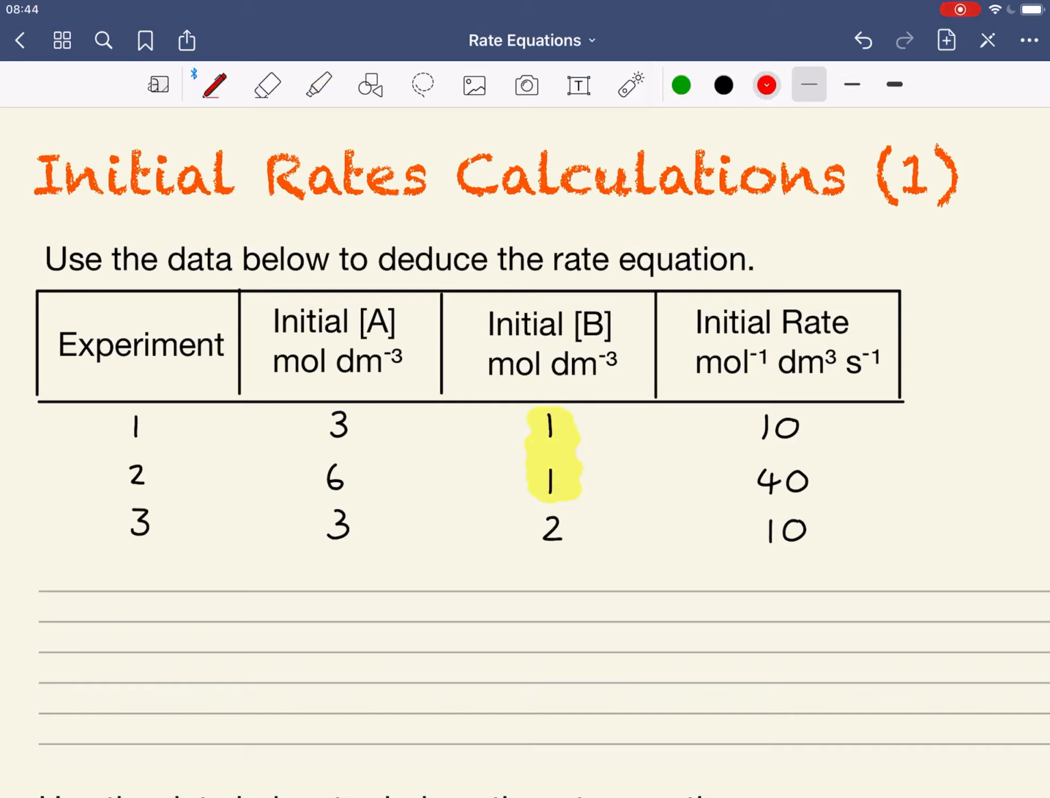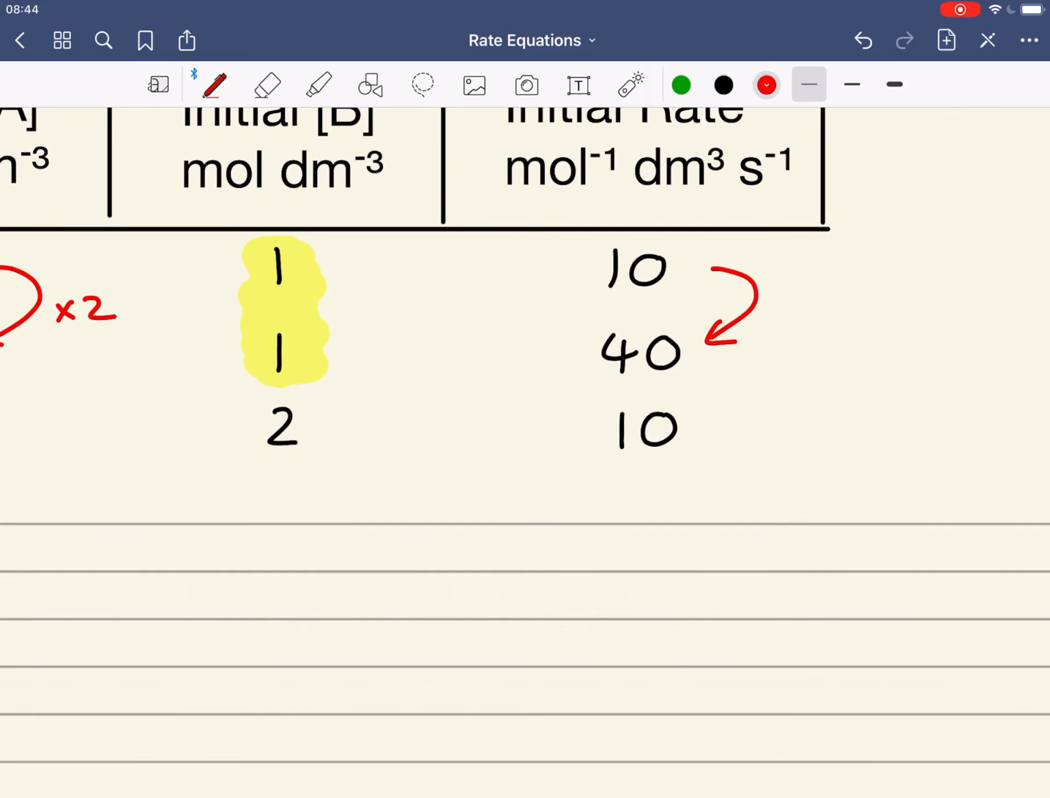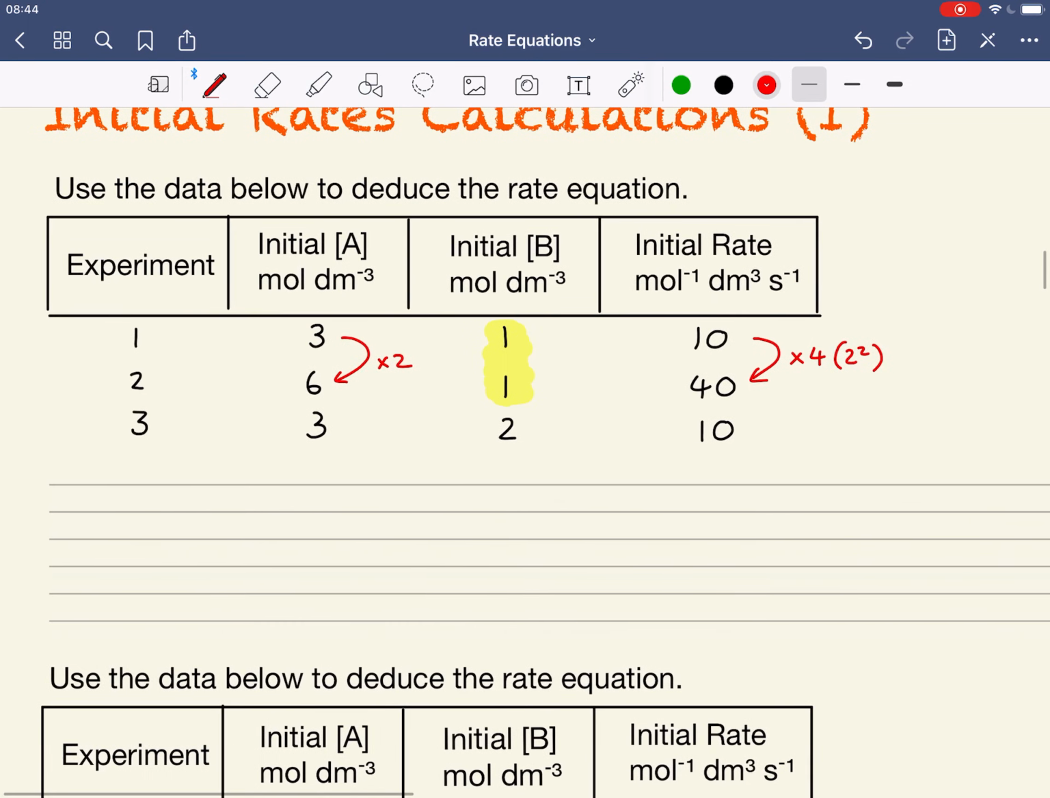So the only thing which must be affecting the rate is the change in concentration of A. Concentration of A is increased by a factor of 2, and that's caused the rate to increase by a factor of 4, which is 2 squared. So it's second order with respect to A.